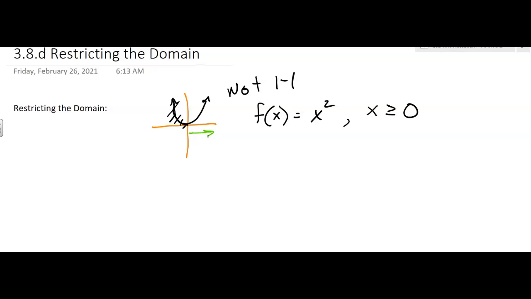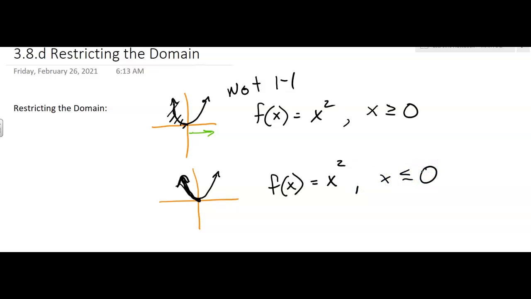Now you might be saying, well, why restrict it that way? Why not restrict it to the other half? You can. So in that case, if we say, let's look at this half, then you would still have the same original function, but you would be restricting to say x is less than or equal to 0. So there's two ways to restrict it.